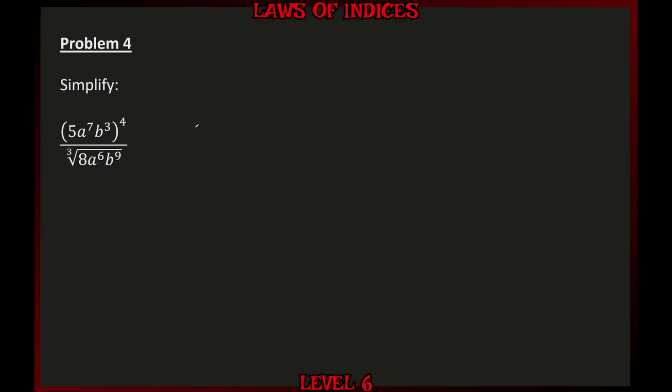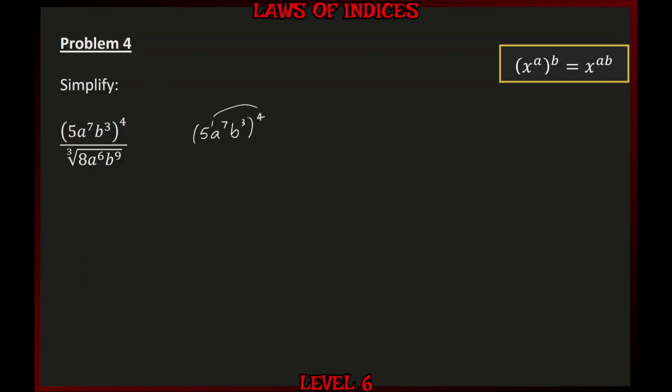So if we start with the numerator, we have 5a to the power of 7, b to the power of 3, raised to the power of 4. And we can see here that we're raising powers to powers. So we can use this law, which tells us that we need to multiply the powers together to simplify. So starting by putting a power of 1 on 5, we're going to multiply together 1 and 4. So we get 5 to the power of 4.